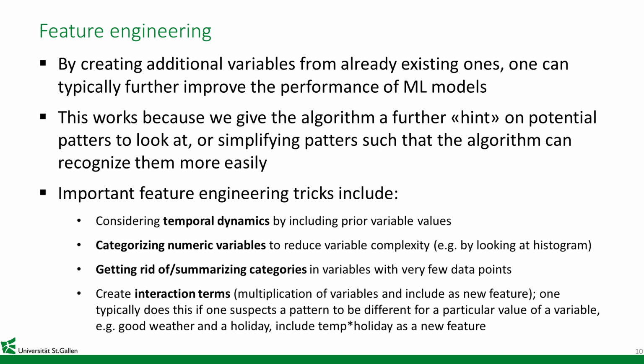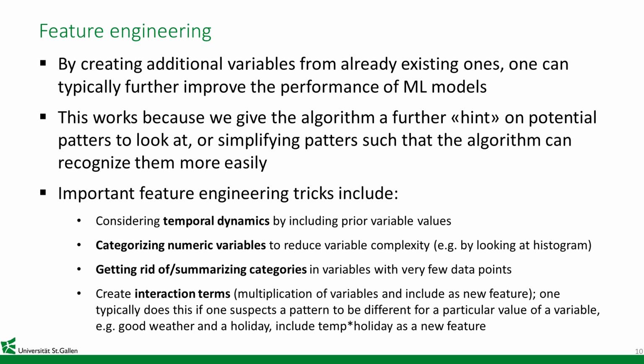What is also a good technique is to summarize categories. So if you have many categories, and let's say 90% of the observations are in 4 categories, and then you have another 10 categories with very, very few values, it might make sense to summarize those categories with very sparse observations into a new category, maybe called other.